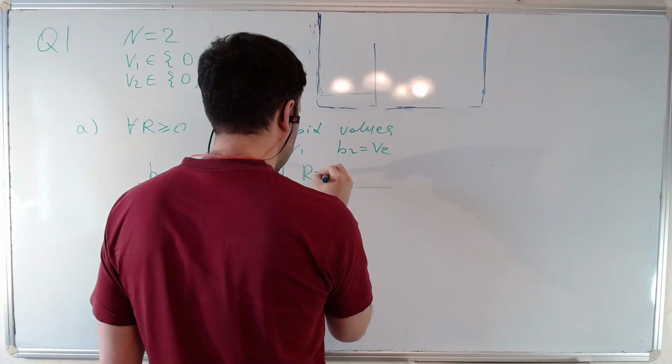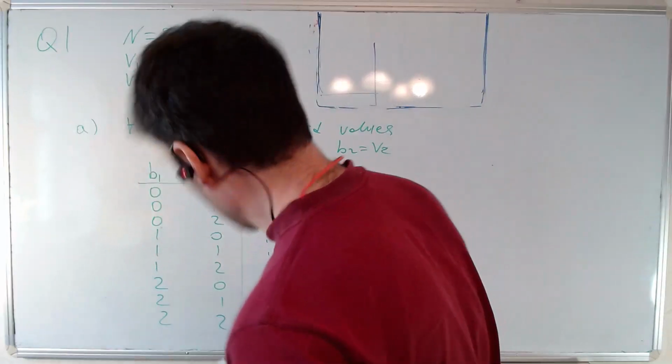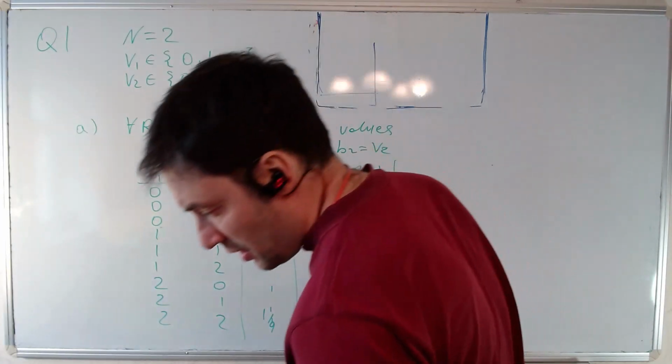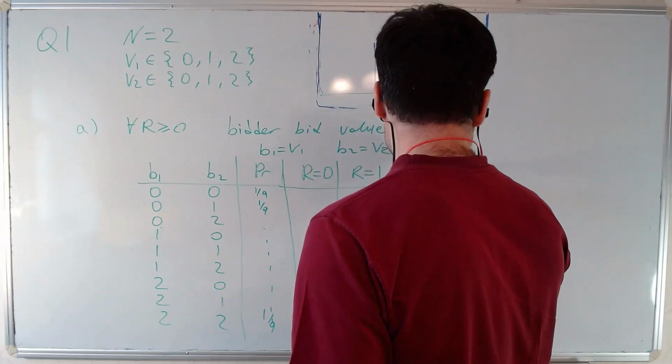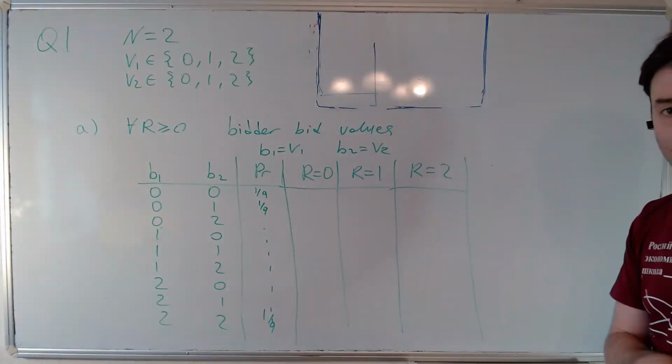Okay, and now we calculate revenues. Part B is when the reserve price is 0, a reserve price of 1 for part C, and a reserve price of 2 for the last part D. So I'll just do all parts at once.